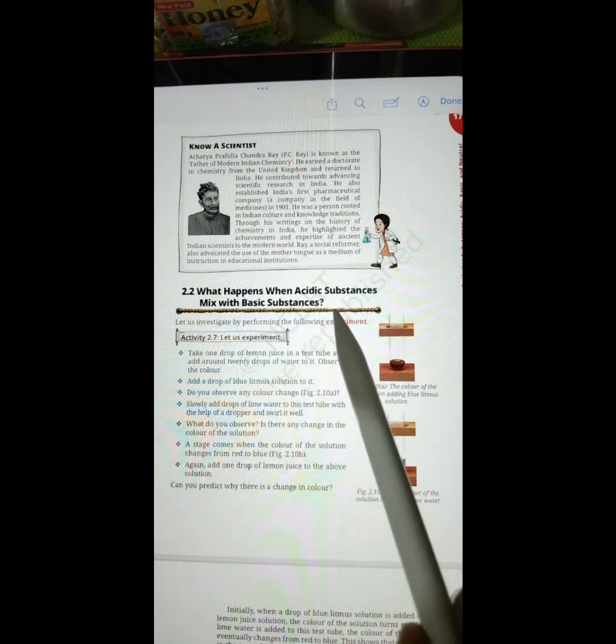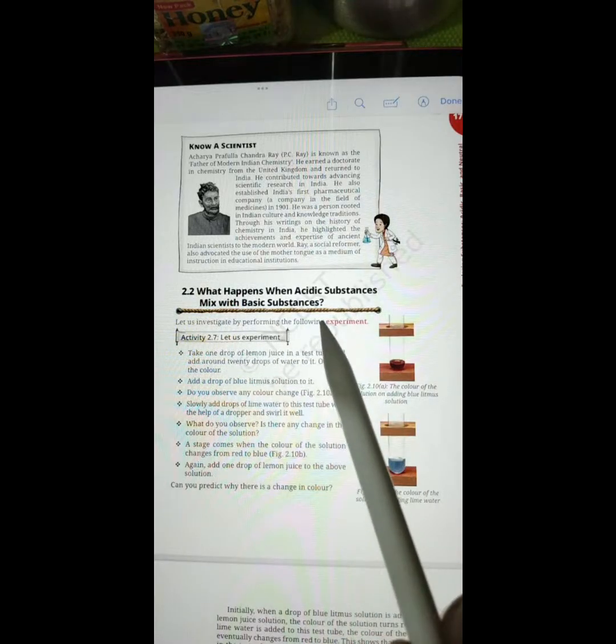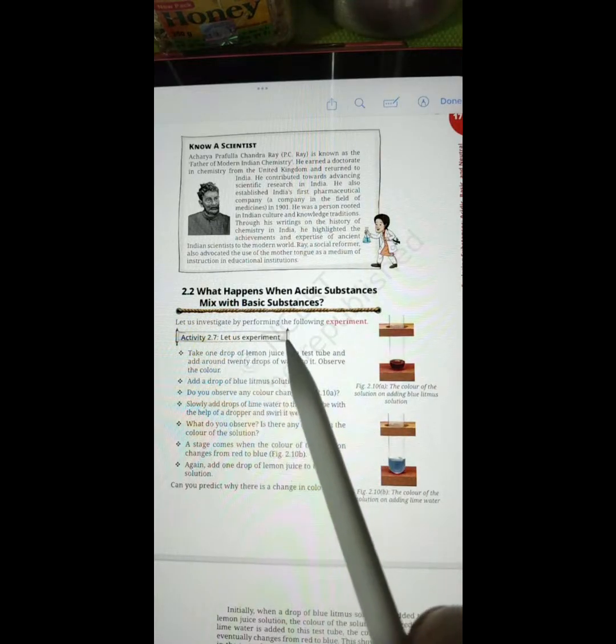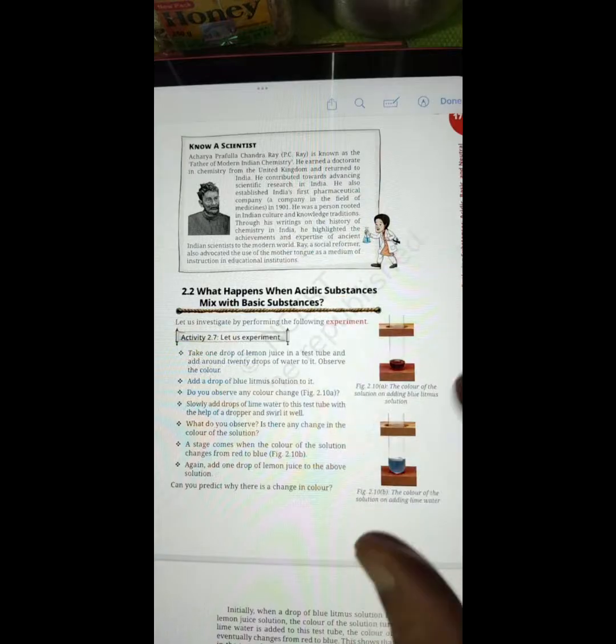2.2. What happens when acidic substances are mixed with basic substances? Let us investigate by performing the following experiment. Activity 2.7. Let us experiment. Take one drop of lemon juice in a test tube and add around 20 drops of water to it. Observe the color. Add a drop of blue litmus solution to it. Do you observe any color change?